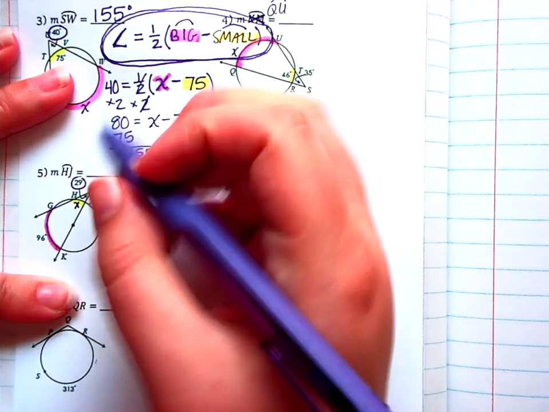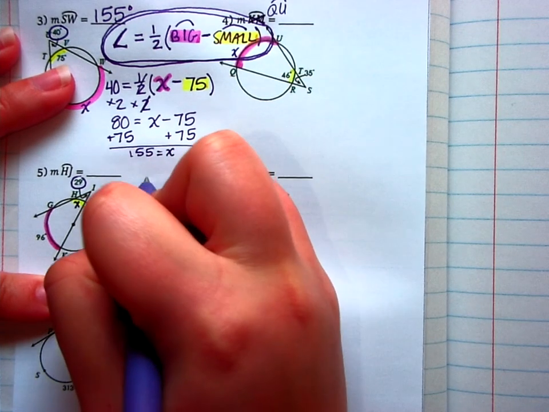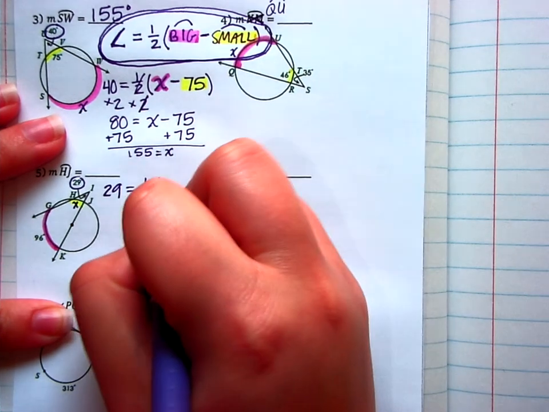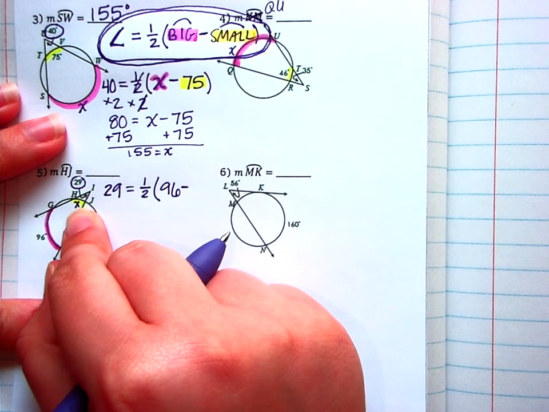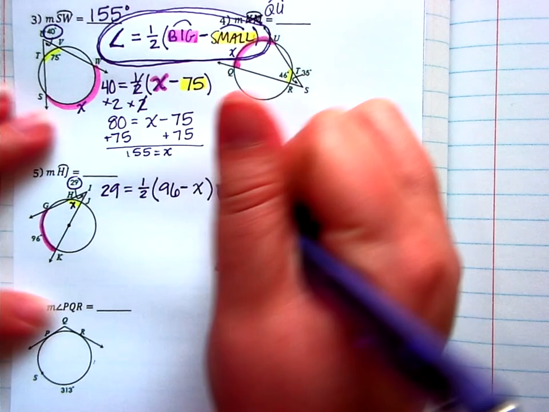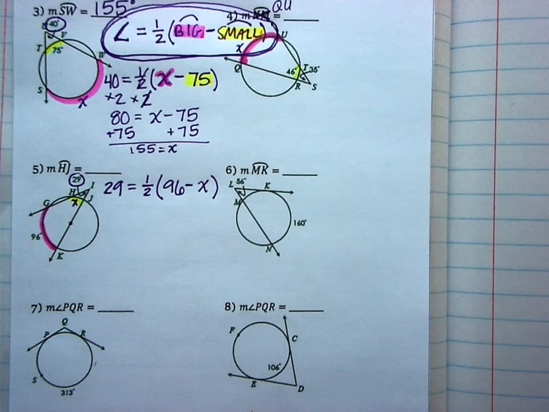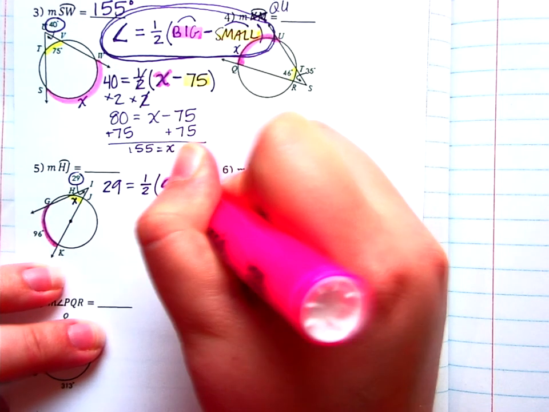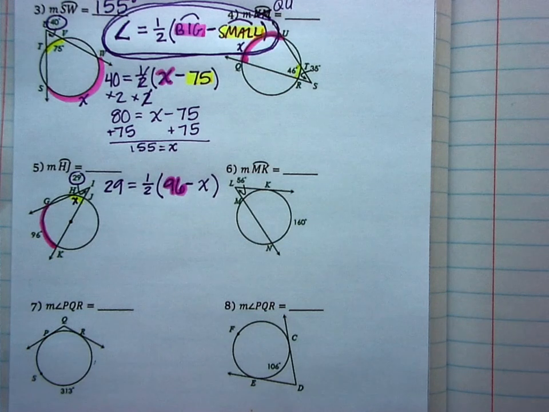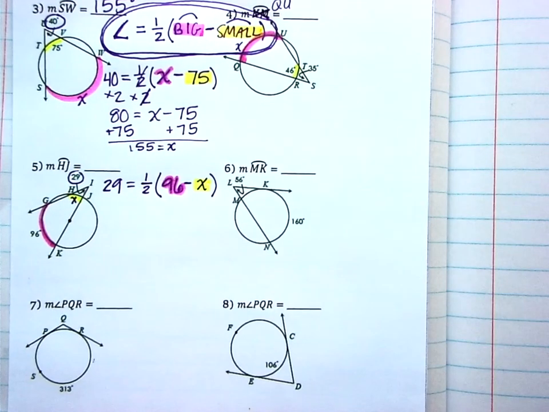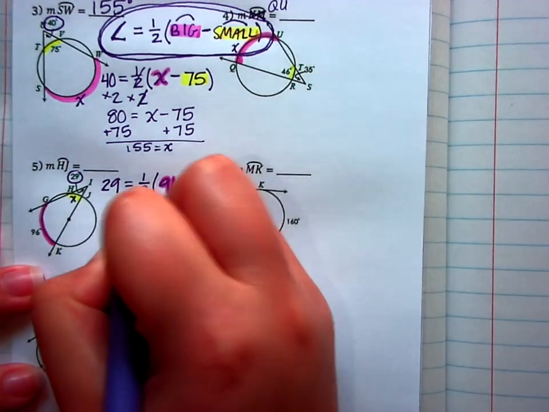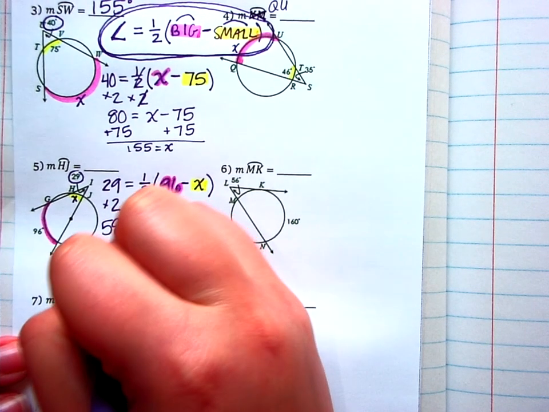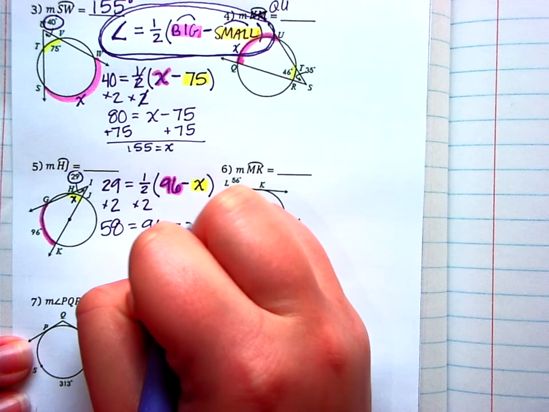Angle is 29 equals half. Big arc is 96 minus small arc. That's what we're solving for. So we're going to put X. So now you see that the format, the X, is in a different spot. That's because X is a small arc now. So let's start off the same way. Get rid of the half by multiplying by 2. That's going to give us 58 equals 96 minus X.